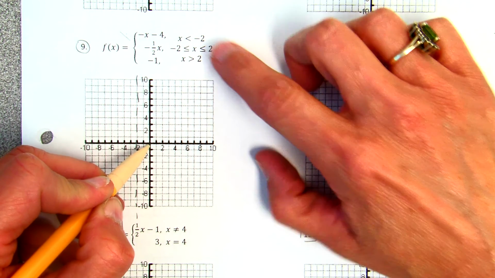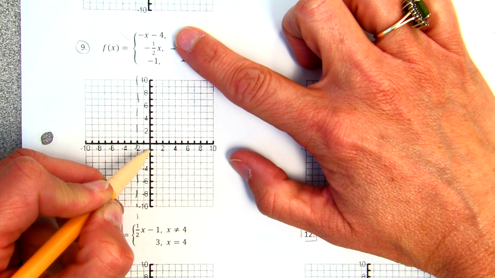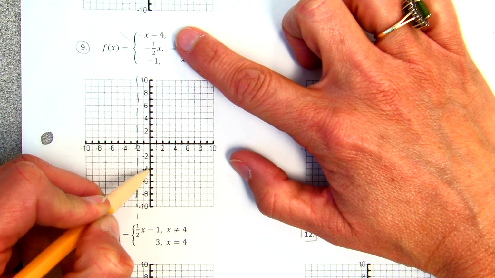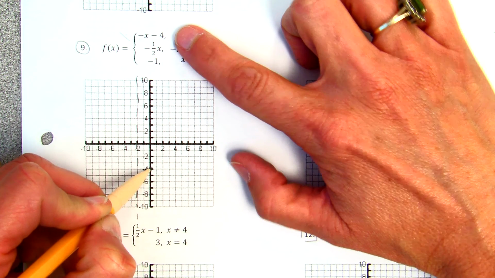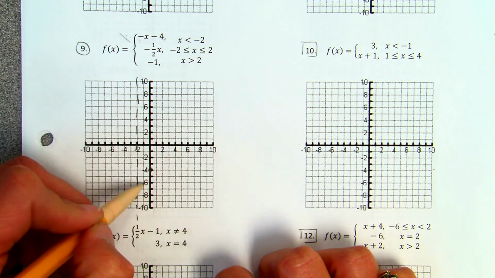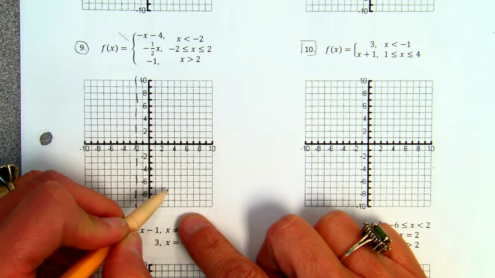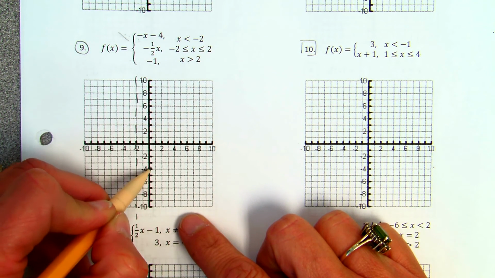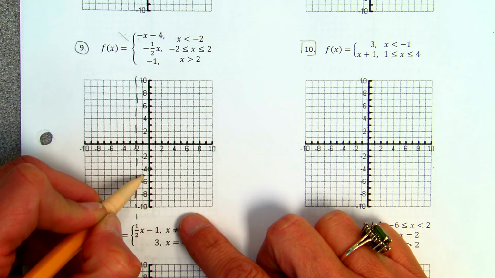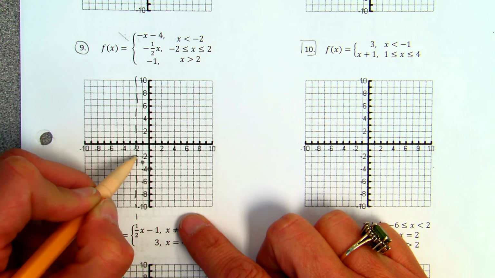And what does this do to my original parent function? Shifts me down 4. 1, 2, 3, 4. And that -x reflects this positive line, that positive parent function. It reflects it and turns it upside down. So now I'm going to be slanting negative. Normally, I'm over 1, down 1. Well, I know I need to be going up 1. So over 1, up 1. And I'm just going to keep plotting my line.